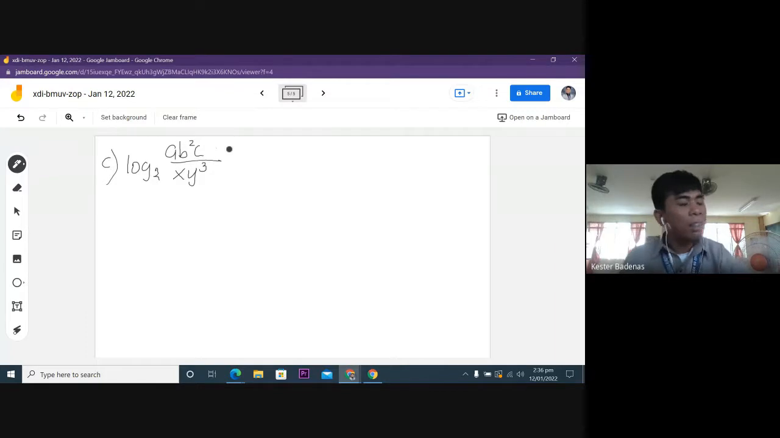So let's answer the given logarithm. We need to expand. Ayan, so we have logarithm of ab squared c all over xy cubed with the base 2. Okay, so first, apply the quotient rule. So we have logarithm of ab squared c with the base 2. Since it's one term sila, enclose them in a parenthesis, minus, parenthesis din kasi dalawa na yun sa denominator. So we have logarithm of xy cubed with a base 2.